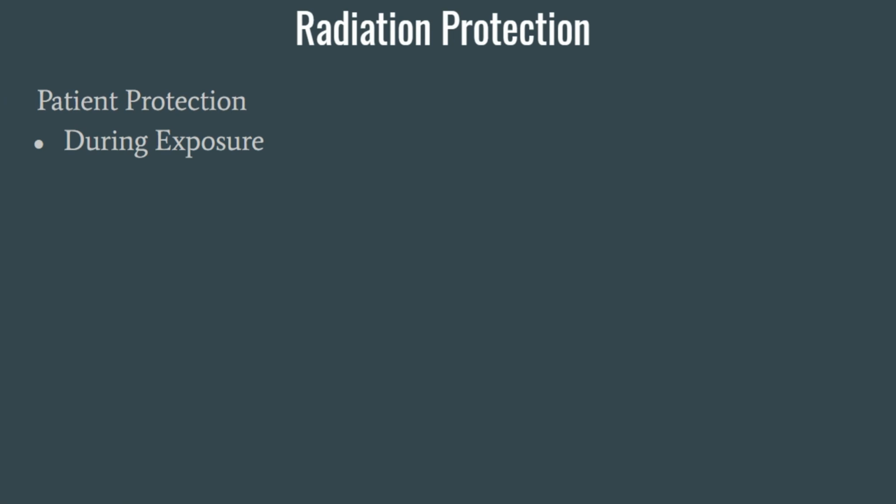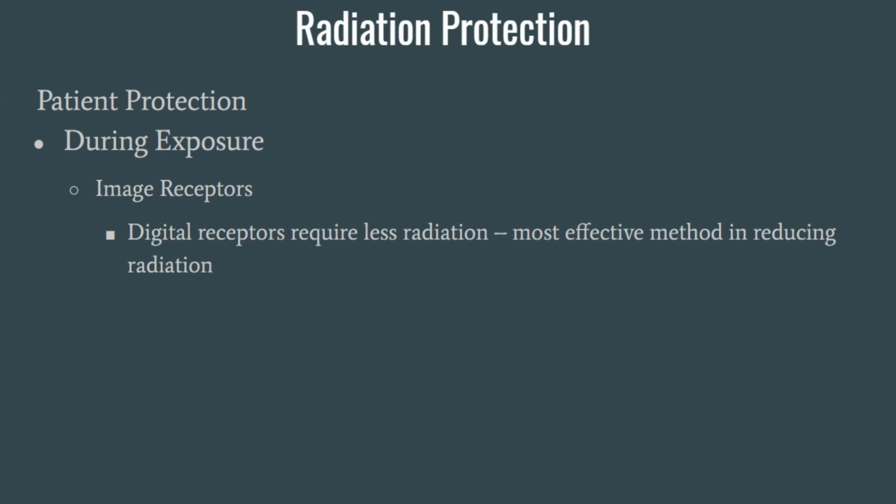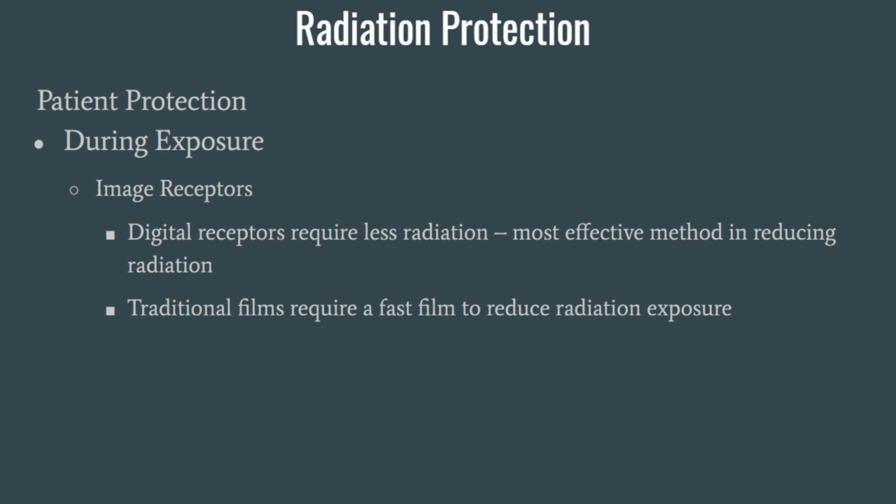Continuing on with our during exposure protection, the next thing is your image receptor. Digital receptors are going to require less radiation, so this is the most effective method. But of course, this is something that you can't really control so much if your doctor doesn't have digital radiography yet. They don't have that capability. But when using the traditional films, it's always going to require the fastest film speed in order to give the least dosage of radiation.